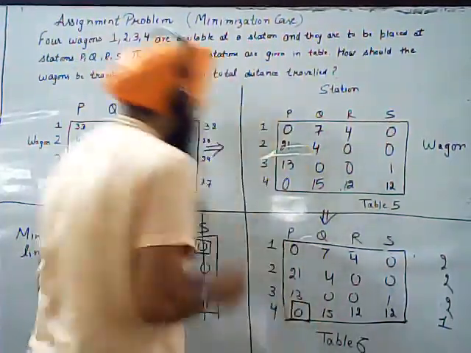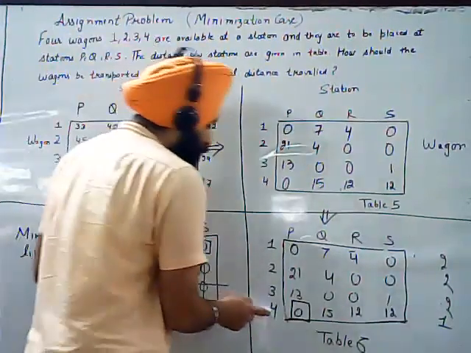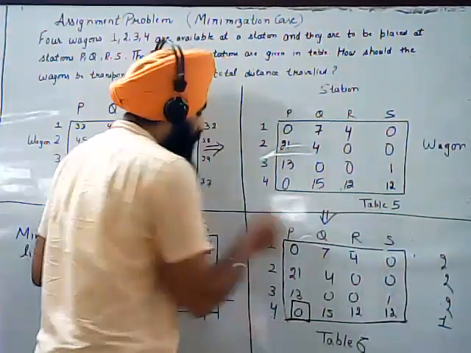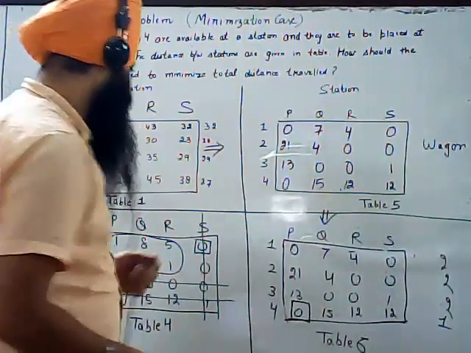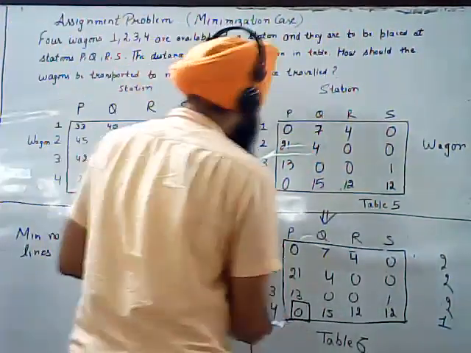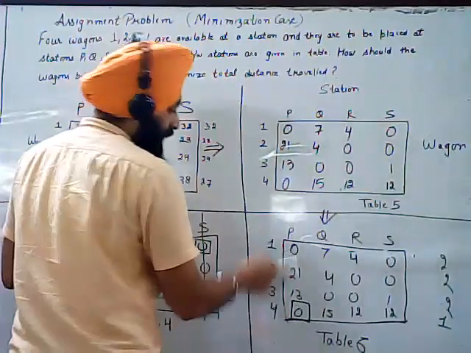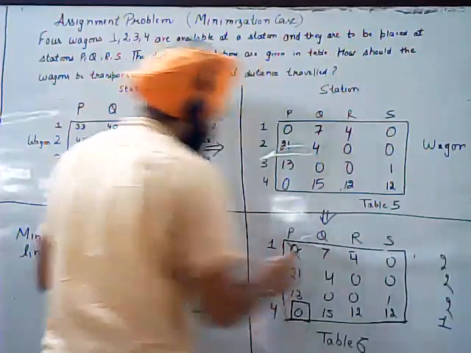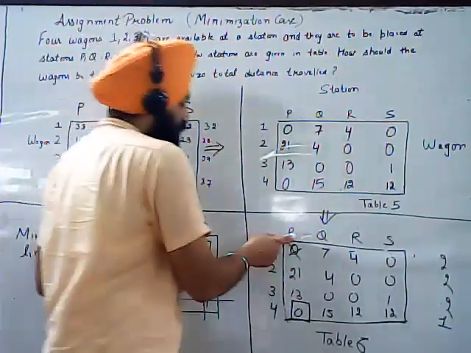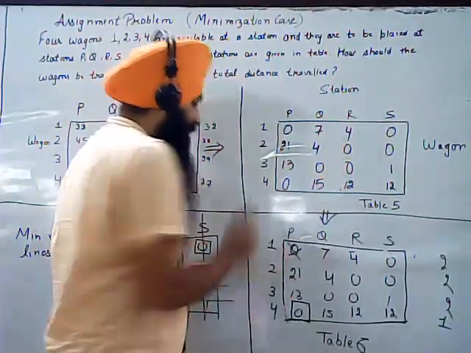So this is our first assignment. Wagon number 4 will be sent to station number P. There is another 0 in this column. As station P is already occupied, this will be cancelled.